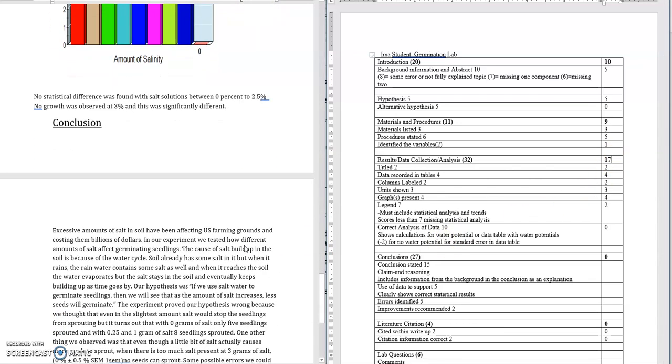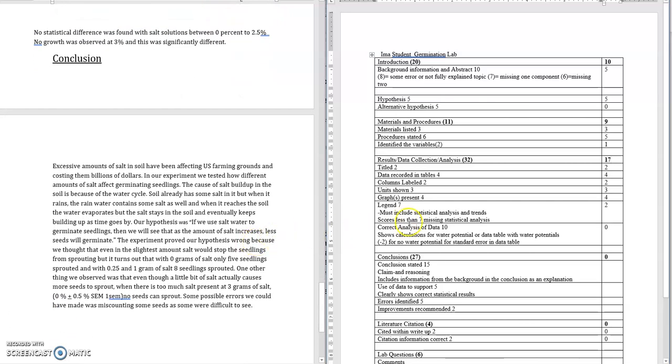Again, at this point, it appears omissions are the problem with Ima's paper more than her reasoning or what she's doing. All right, we move to the conclusion. They tested how different amounts of salt affect seedlings. Our hypothesis, and we will use the same. So the experiment proved our hypothesis wrong because we thought even the slightest amount of salt would stop the seedlings from sprouting, but it turns out that with 0 grams of salt, only 5 seedlings sprouted, and with 0.25 grams of salt, 8 seedlings sprouted.